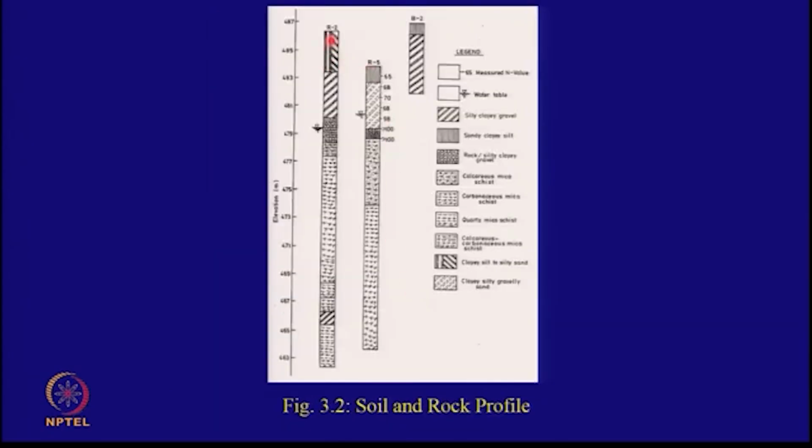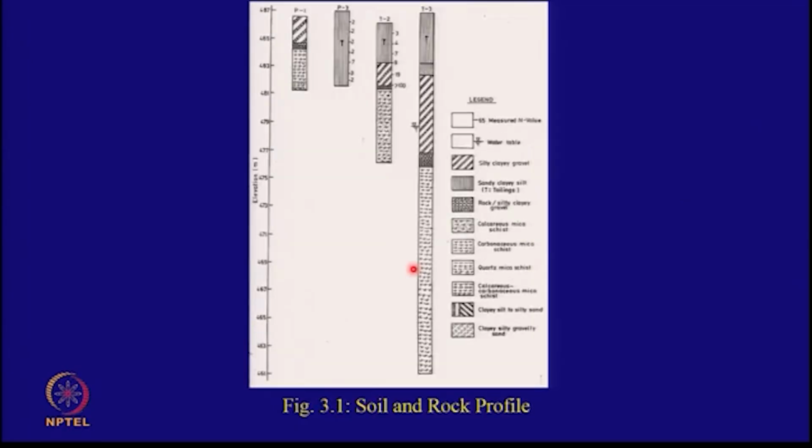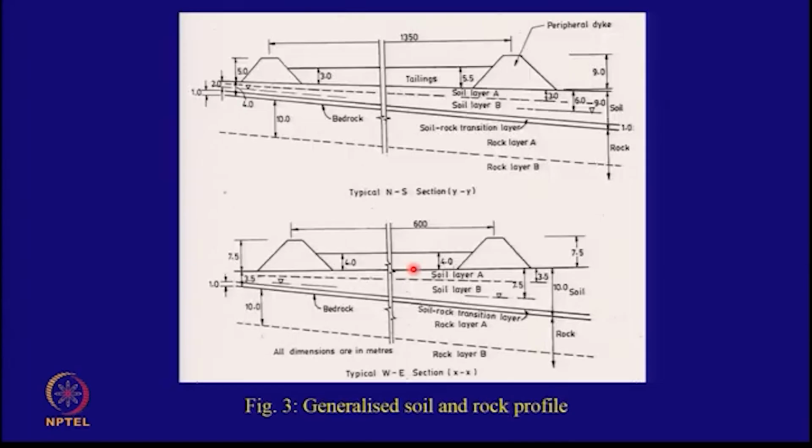First site investigations were done and this kind of result was obtained. There was soil at the top and then rock at the bottom. The generalized soil profile was like this. There were two types of soil, soil layer A, soil layer B, then rock layer A, rock layer B. Rock layer A was disintegrated rock with high permeability, and rock layer B was the actual impervious rock. The thickness of this was 2 meters to 6 to 8 meters, and those were your tailings and these were the embankments.